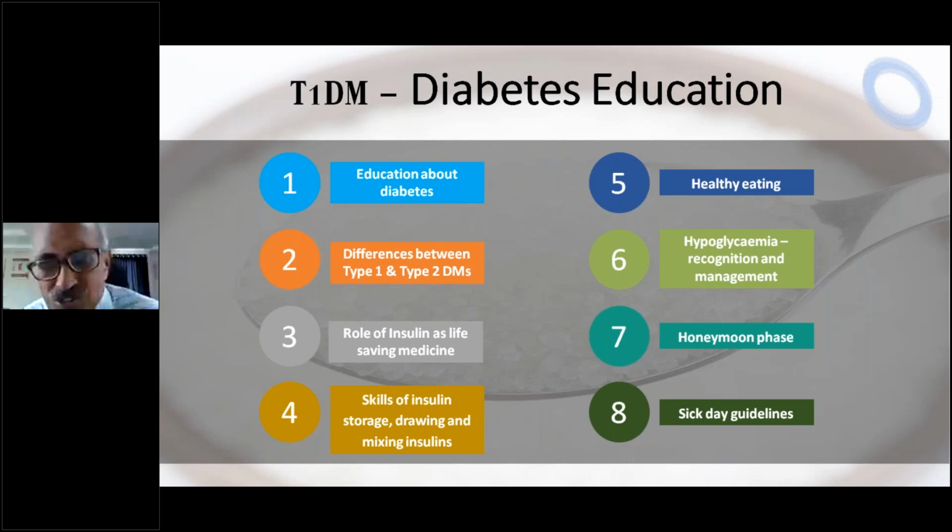Now, a word about the honeymoon phase. I just mentioned it initially; I'll mention it again at a later stage. You must explain the honeymoon phase to the parents, because they think, my child doesn't require insulin now. Not at all. It is only temporary. And the sick-day guidelines, again I'll show you in the next slide what is meant by sick-day and what they should know. The parents should be very, very clear about all these things.